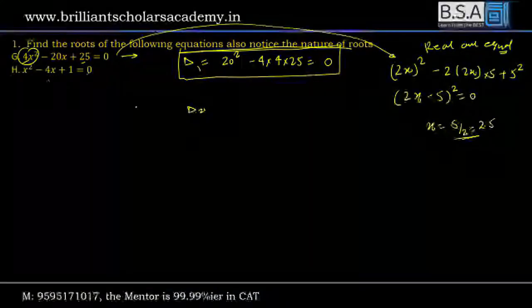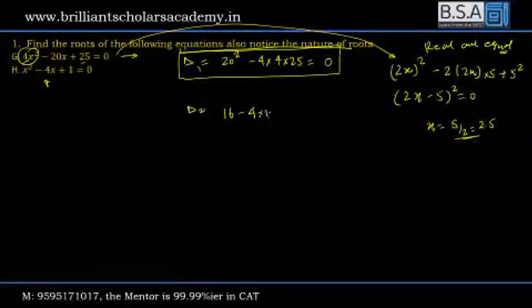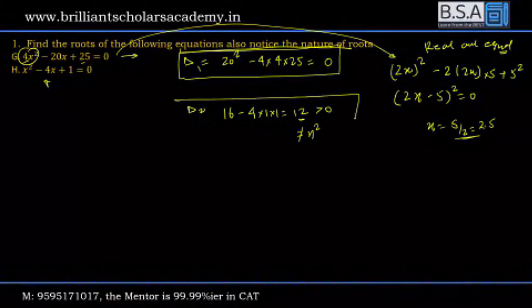In the second one, if you notice, what is delta? Iska square. 16 minus 4 into 1 into 1. Delta is equal to 12. So it is not a perfect square. मुझे आपको ये सिखाना था, when delta is more than 0, but delta is not a square, so this is the condition of surd roots. This is called the condition of surd roots.